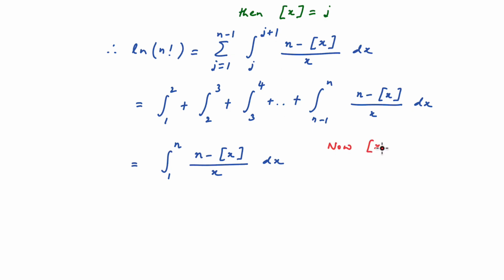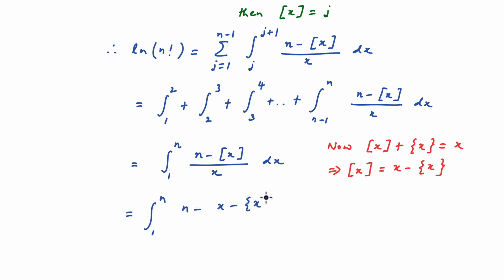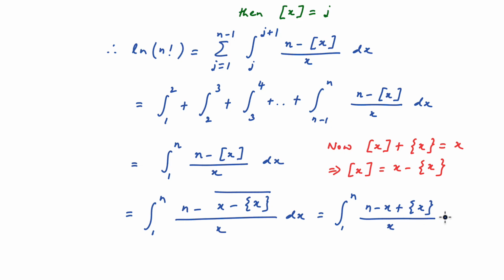Now recall that the integral part of a number x plus its fractional part is nothing but x itself. Therefore, the integral part of x is equal to x minus the fractional part of x. Substituting this in the integral, we get the integral 1 to n, of n minus, in brackets, x minus the fractional part of x, upon x dx. And this is equal to the integral 1 to n, of n minus x plus the fractional part of x upon x dx.